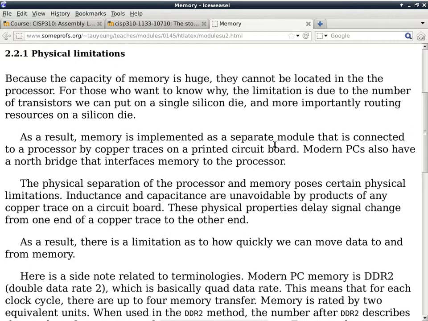Would the library be the cache? No, the library is the main memory. So I'm bypassing the concept of a cache in this case.